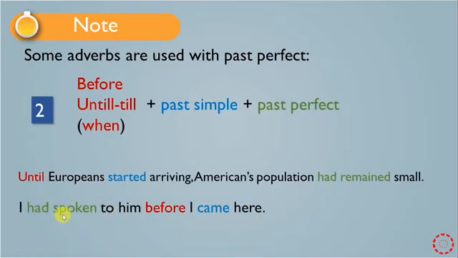And also you can change the place of these adverbs. They can come at the middle. We can say I had spoken to him before I came here. And after, we said after, until, and before, we have past simple. Look, I came here is the past simple tense.